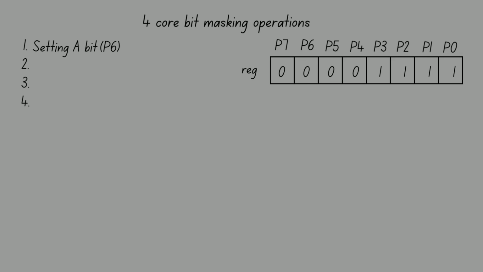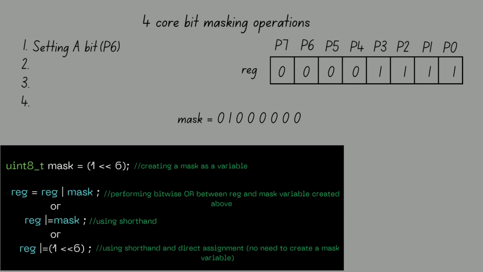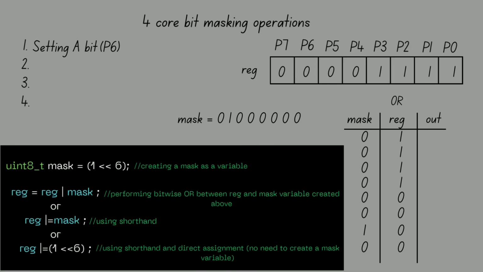The first operation is setting a bit. Sometimes we want to turn a specific bit on without changing any other bits in the register. This is done using the bitwise OR operation. We create a mask where the bit we want to modify is set to 1, while all other bits are 0. When we perform a bitwise OR between the register and this mask, the selected bit becomes 1, while the remaining bits stay exactly the same. This works because in an OR operation, any bit ORed with 1 becomes 1, while any bit ORed with 0 remains unchanged.